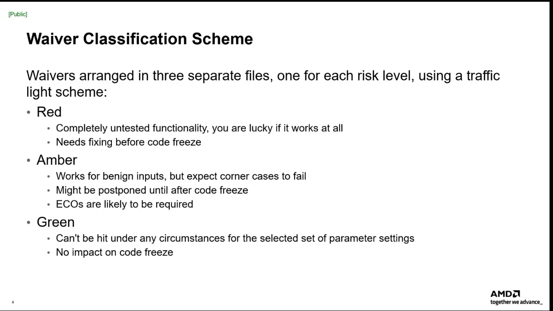Amber means, okay, it works most of the time. There might be some corner cases we can't hit. For a code freeze with red ones, as a verification engineer, I would definitely say, no, we are not taping that out. We are not there yet. For an amber one, I would say, yeah, we can go, but please understand we run the risk we might need some ECOs after the code freeze.